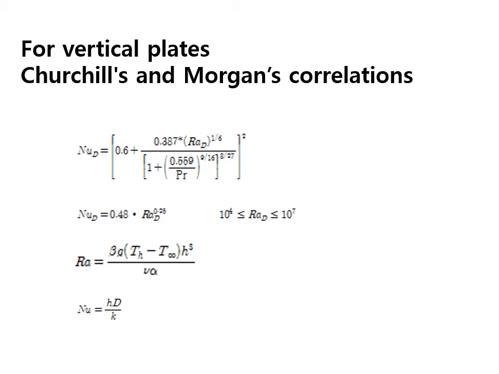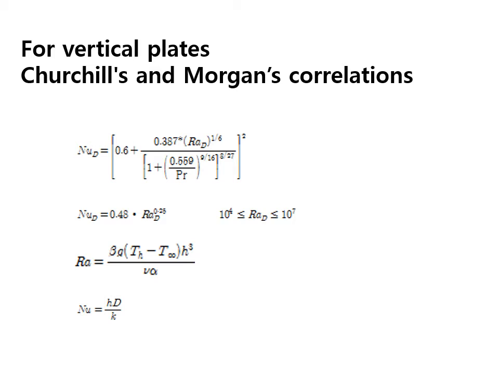Also, as you see in this system, for the plane plate, to check whether our system is right or wrong, we used the standard models of Churchill and Morgan's correlations. In this case, the Nusselt number is a function of the Rayleigh number and the Prandtl number. This one is suggested by Churchill, and the next one is Morgan's correlation model. This is the Rayleigh number and Nusselt number.